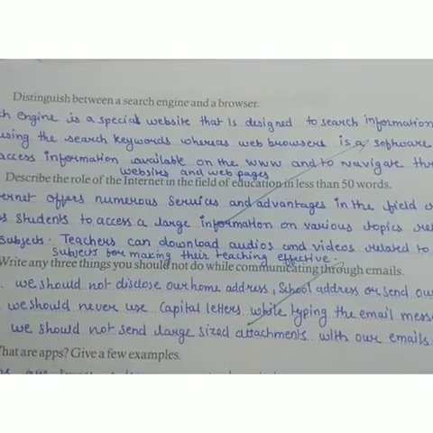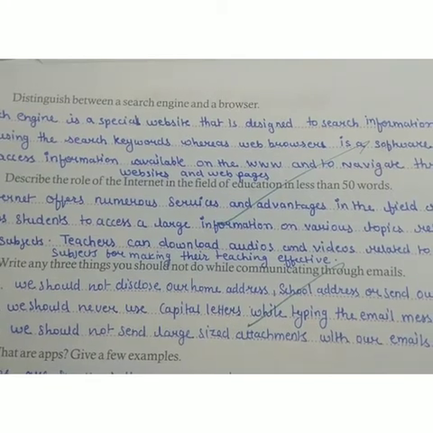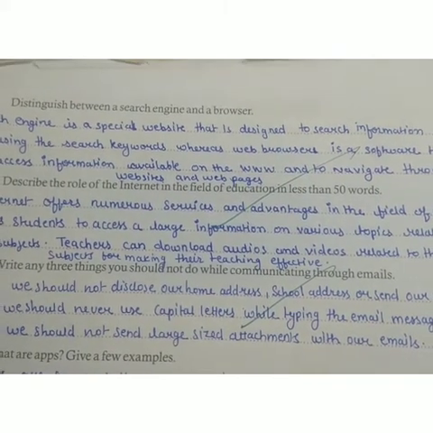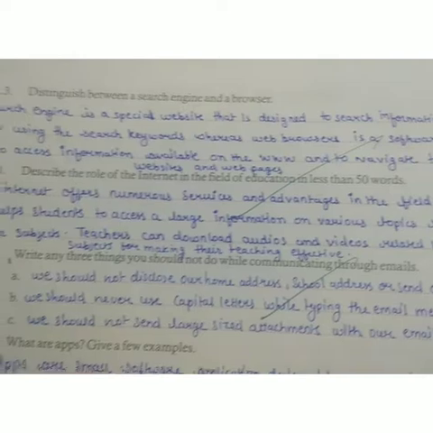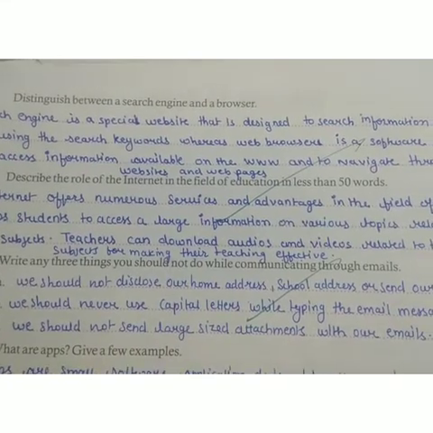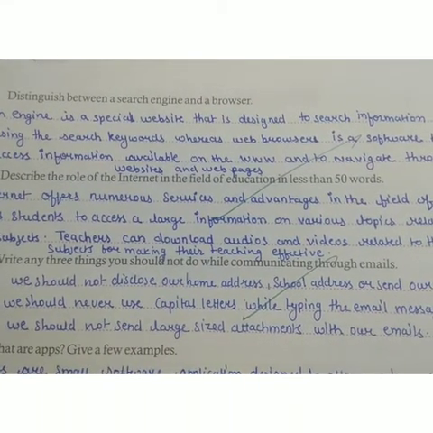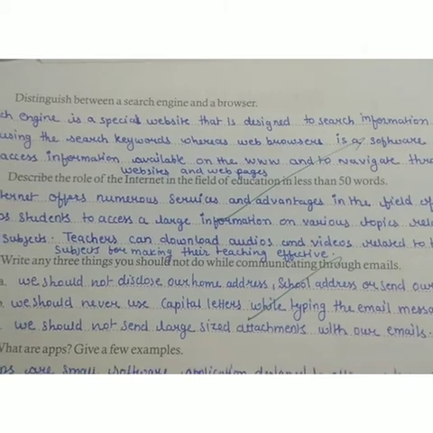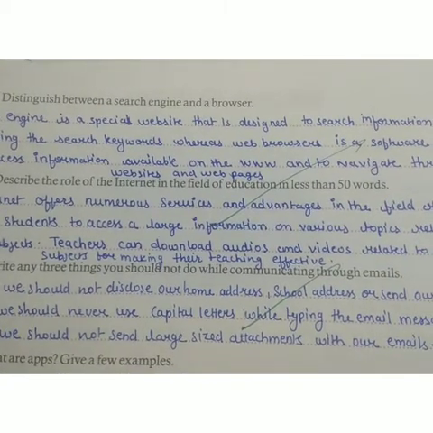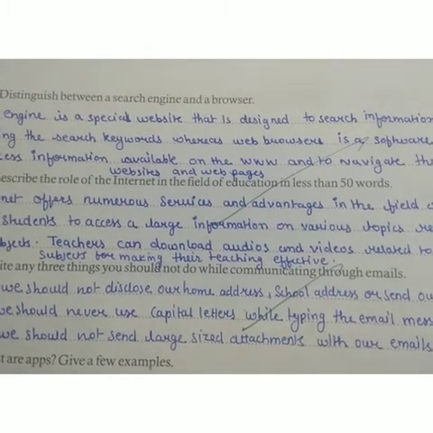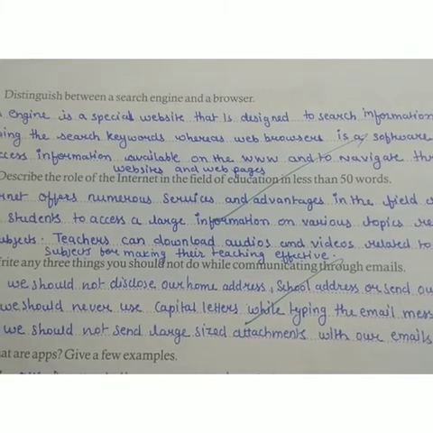Third question, distinguish between a search engine and a browser. So a search engine is a special website that is designed to search for information on the WWW using search keywords, whereas a web browser is software that helps us to access information available on the WWW and to navigate through websites and web pages.